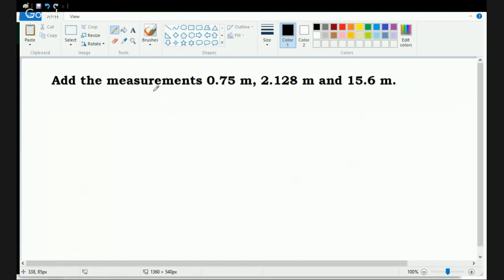No, Chirag Agarwal, check your answer. When you are adding, you have to look at the digits after the decimal. The least is 1. So I should go for 0.75 as it is. 2 accepted. Then 2.13 I should write like that. After decimal 2 accepted. It is 15.6 as it is.